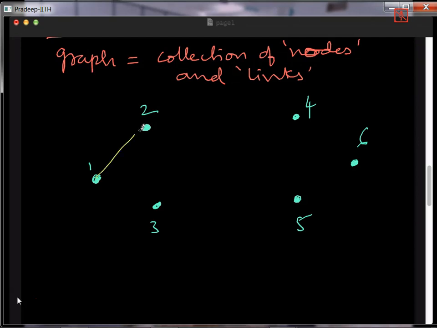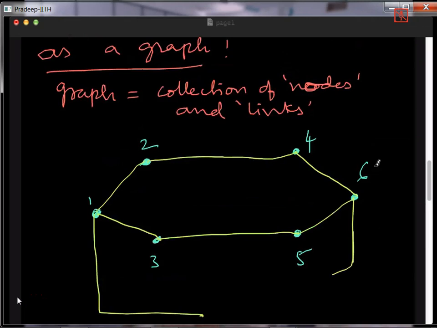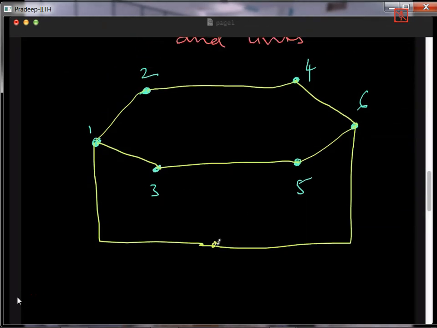So 1 is connected to 2, 2 is connected to 4, 1 is connected to 3, 3 is connected to 5, 5 is connected to 6, 4, 1 is connected back to the reference. And this node, we are calling it a reference node. So this is the graph kind of a structure.